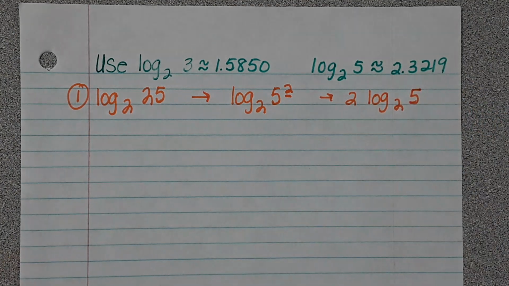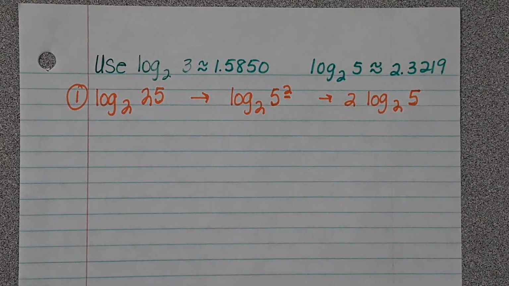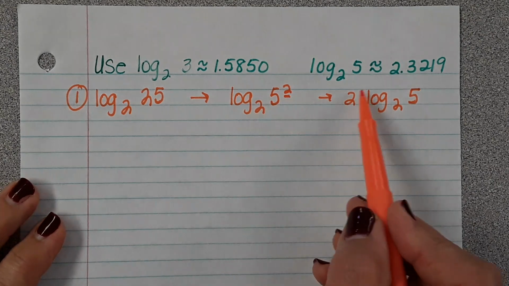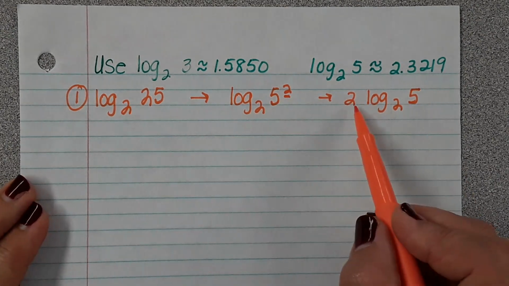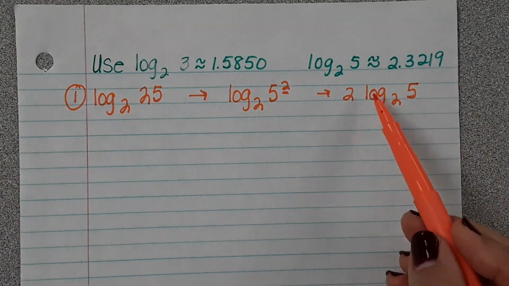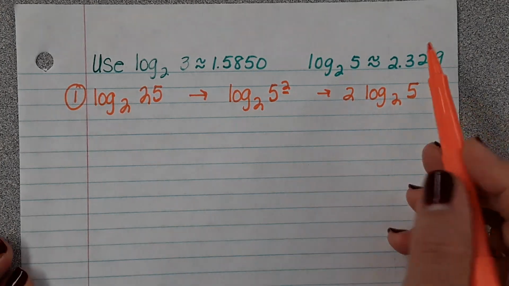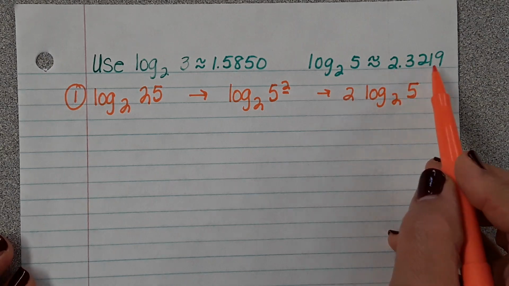Okay, so now this is where it comes down to. That's the power rule. The power rule says if you have a base raised to an exponent, you can take the exponent and put it in front of the log. That means 2 times log base 2 of 5. So now, log base 2 of 5, is that something I expect you to know, or is it something I gave you? I gave it to you, and it is 2.3219.